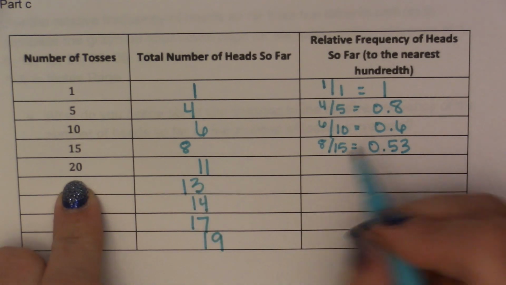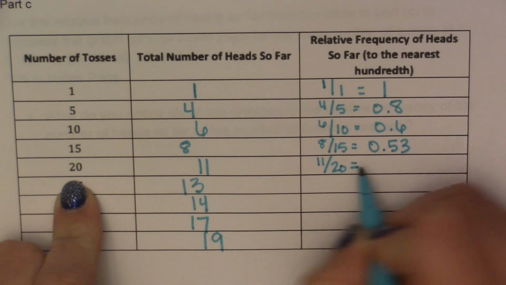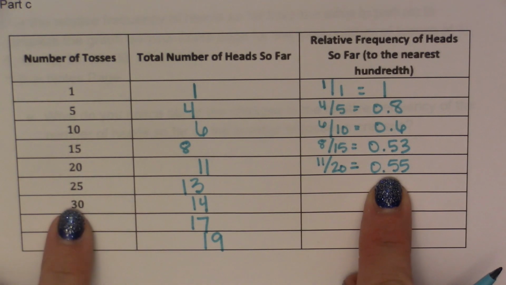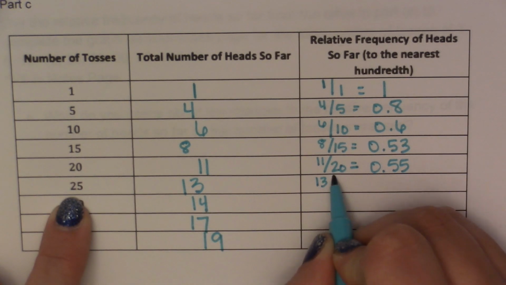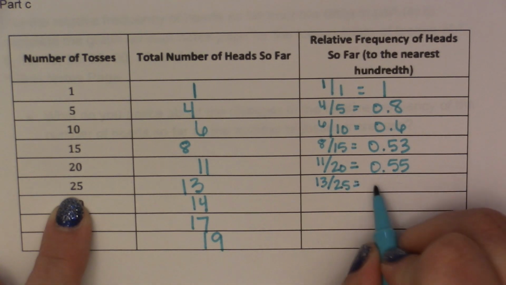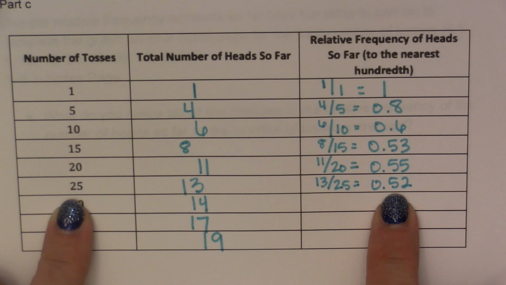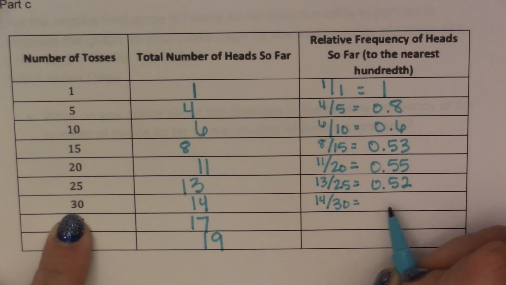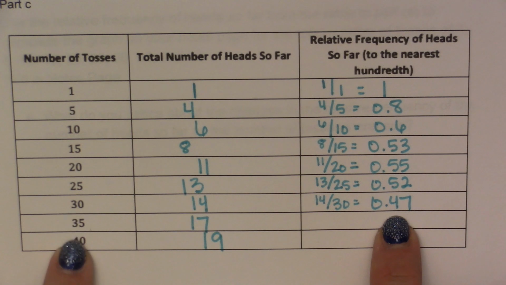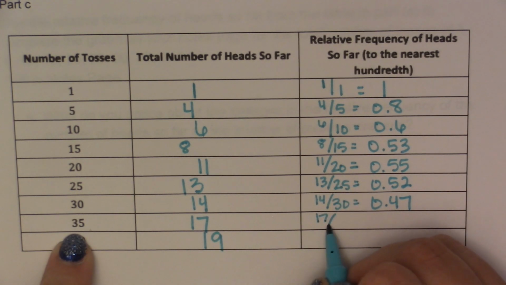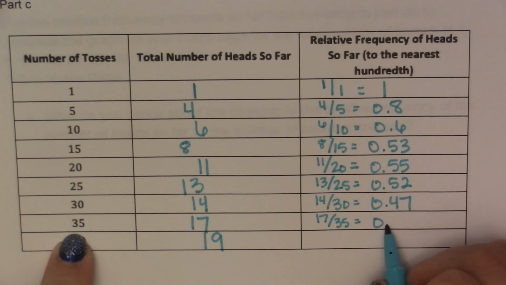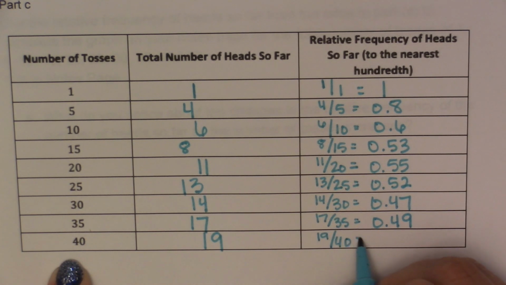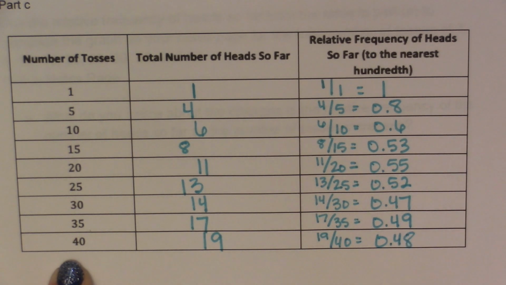We had 11 out of 20, which is 0.55. 13 out of 25, 0.52. 14 out of 30, which is 0.47. 17 out of 35, 0.49. And then 19 out of 40 is 0.48.